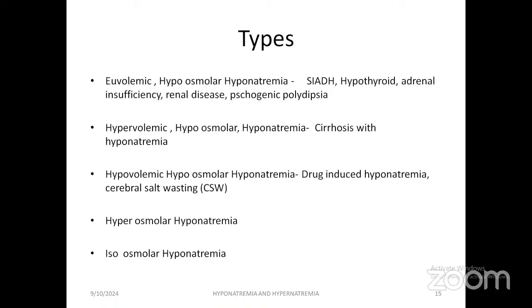Coming to types of hyponatremia, there are broadly three types here: hypoosmolar, hyperosmolar, and isoosmolar. In hypoosmolar, we have euvolemic, hypervolemic, and hypovolemic. In euvolemia, we have SIADH, hypothyroidism, adrenal insufficiency, and psychogenic polydipsia. In hypervolemia, we have cirrhosis with hyponatremia, and in hypovolemia, we have drug-induced hyponatremia and cerebral salt wasting. We'll go through each of these in brief.